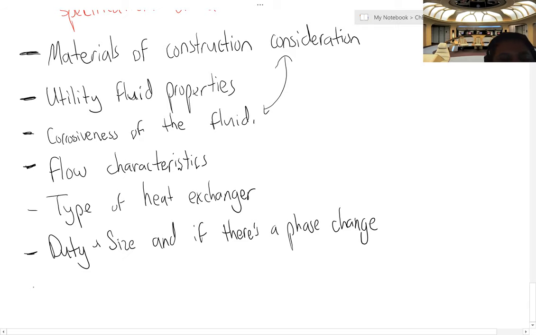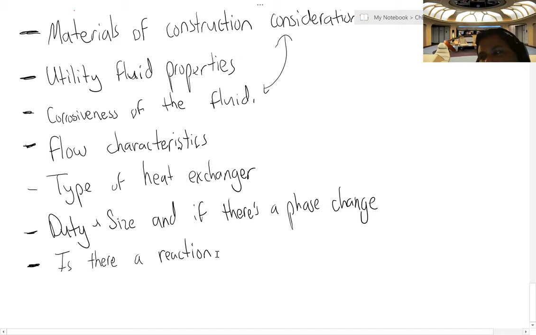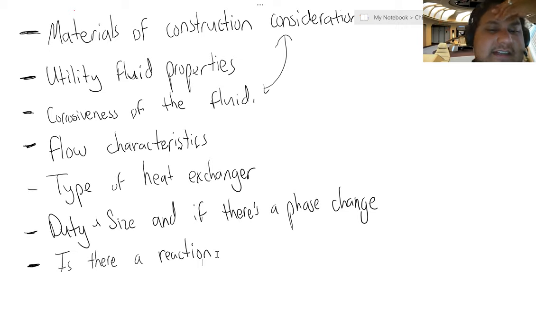An important consideration that happens a lot when it comes to heat exchangers and what we typically call heat loops is: is there a reaction going on at the same time? You have a lot of jacketed reaction systems where you're either inputting heat to keep the reaction going if it's endothermic, or you're removing heat to control the reaction to make sure it doesn't end up in a runaway.